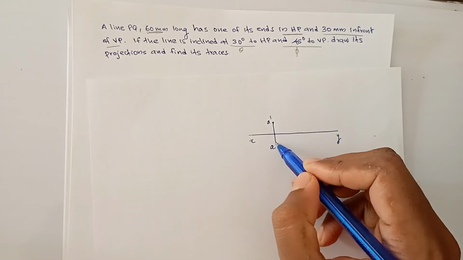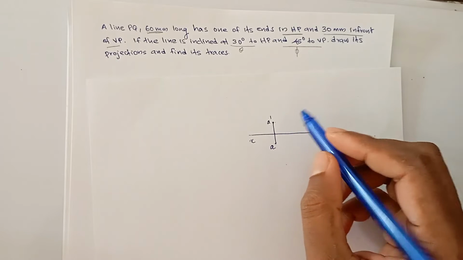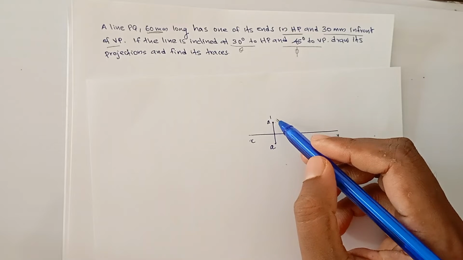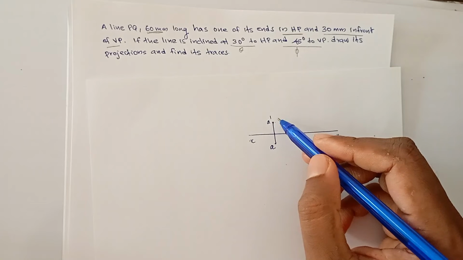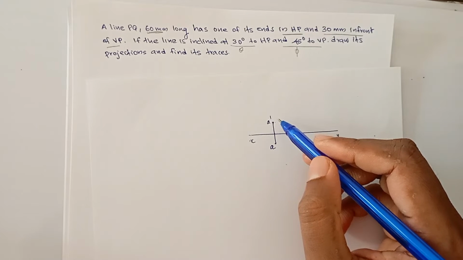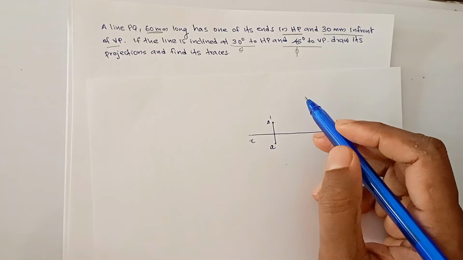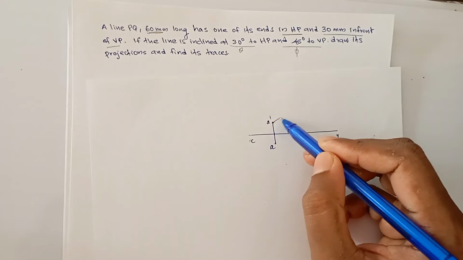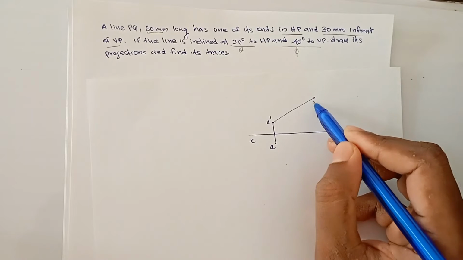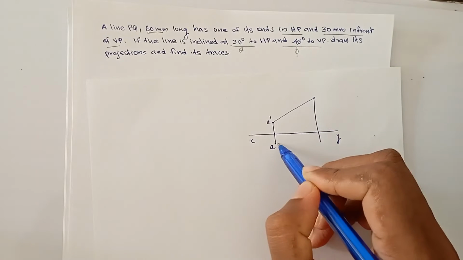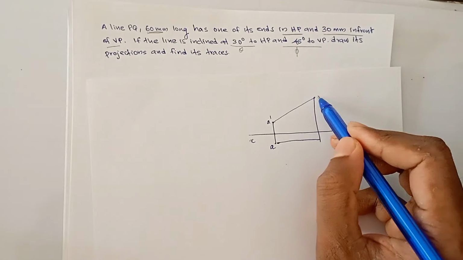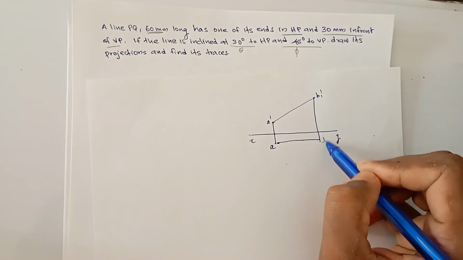We can spot the front view and top view of the endpoint A. And then what is the next step? The line is inclined to both HP and VP. You have to make the line parallel to VP and inclined to HP. So you will get a true length and you will get a top view, right? This is B1 dash and this is B1.